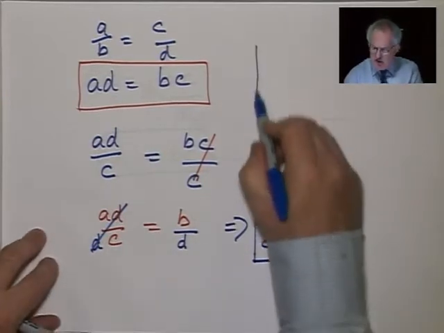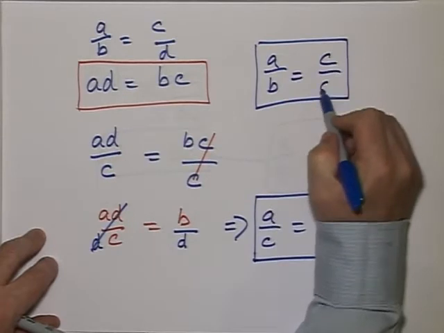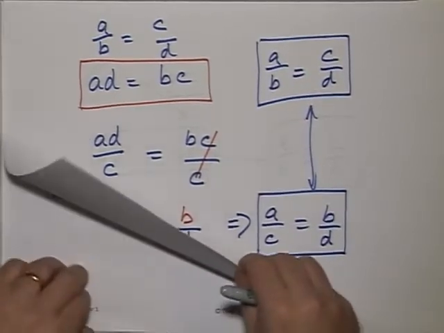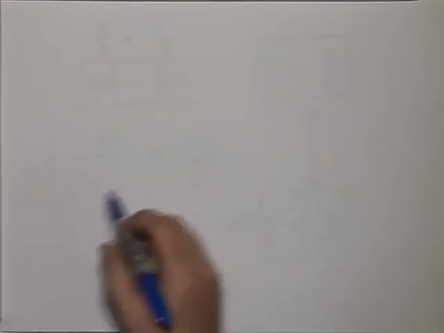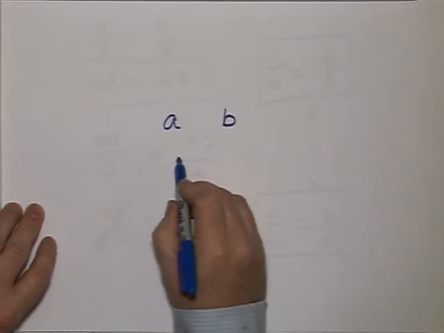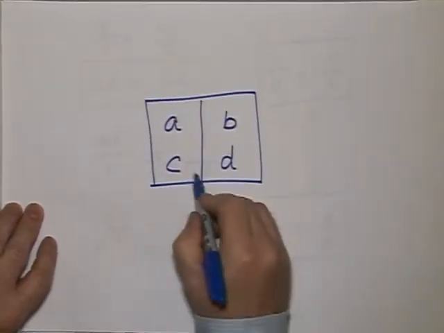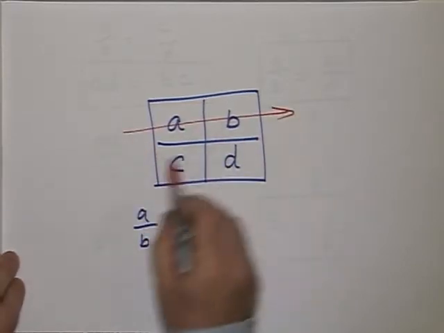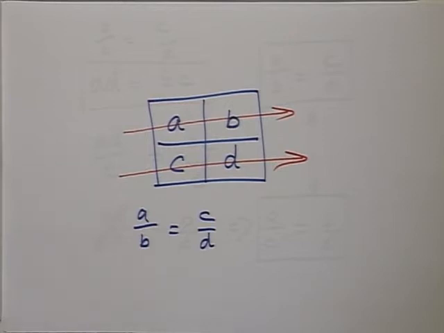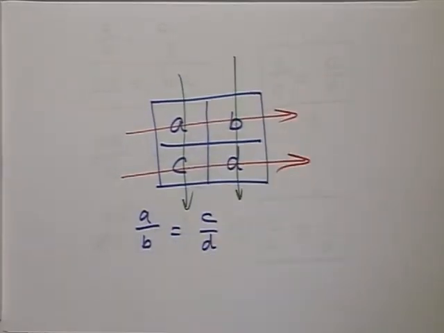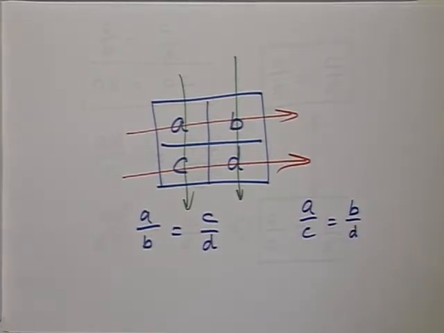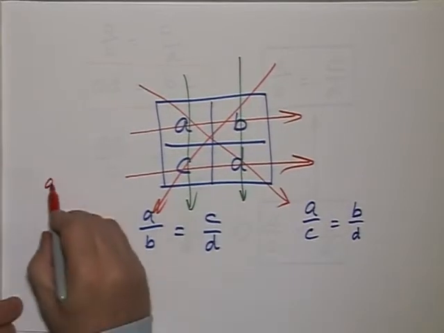What did I start with? I started with A over B is C over D. I've actually changed. Instead of having A over B, I now have A over C. In other words, if I draw any box at all, and I say A, B, C, D, if A over B is C over D, I'm reading horizontally. But I've also proven that if that's the case, vertically, A over C is B over D. And also, diagonally, that AD is BC.